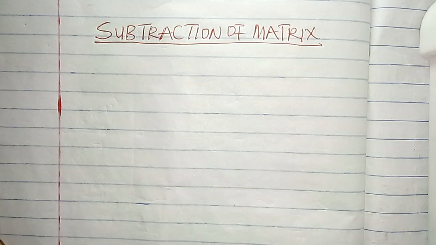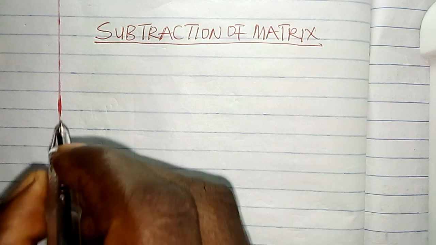Hallelujah Maths class. Alright, today we'll be treating subtraction of matrix part 1. Alright, first of all let us recall that two matrices can only be subtracted when they are of the same size, when their row and column are equal.